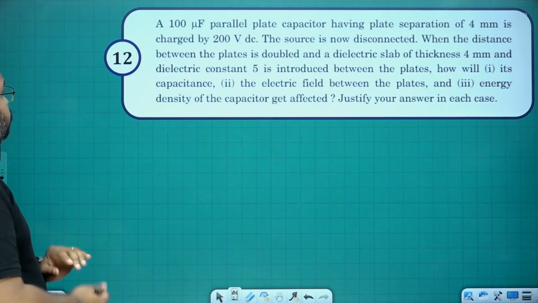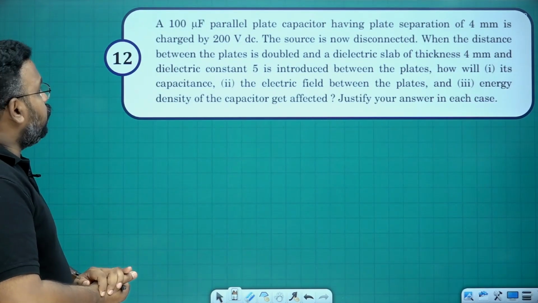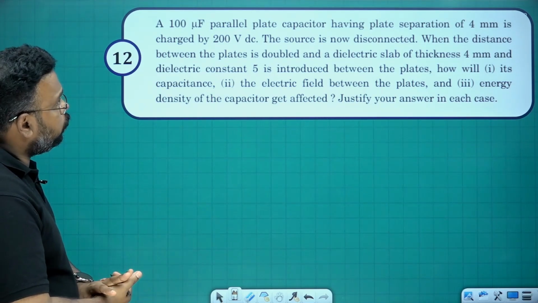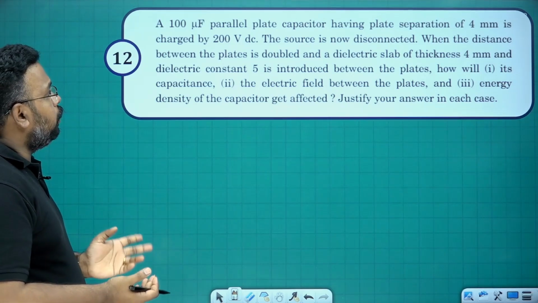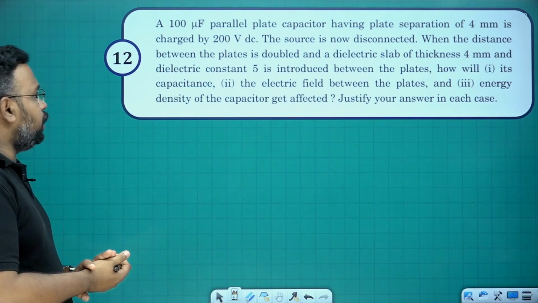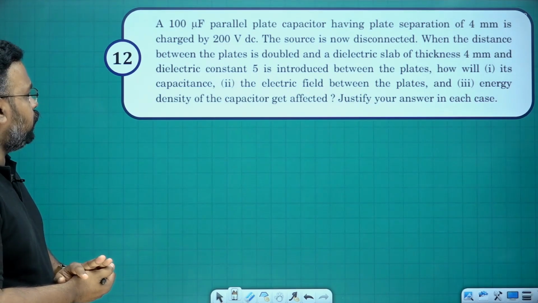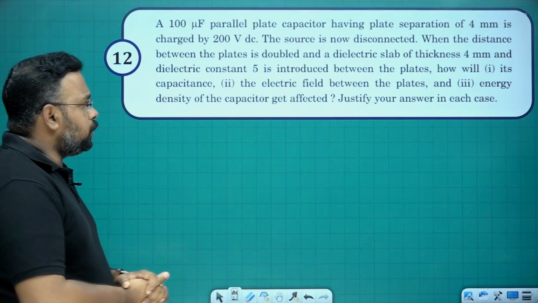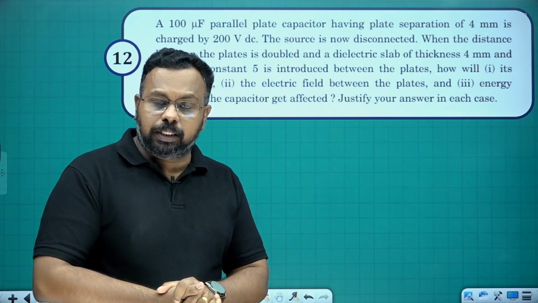Okay, next is question number 12. A 100 microfarad parallel plate capacitor having plate separation 4 mm is charged by 200 volt DC. The source is now disconnected. When the distance between the plates is doubled and a dielectric slab of thickness 4 mm and dielectric constant 5 is introduced between the plates, how will its capacitance, the electric field and the energy density of the capacitor get affected? Justify your answer in each case.